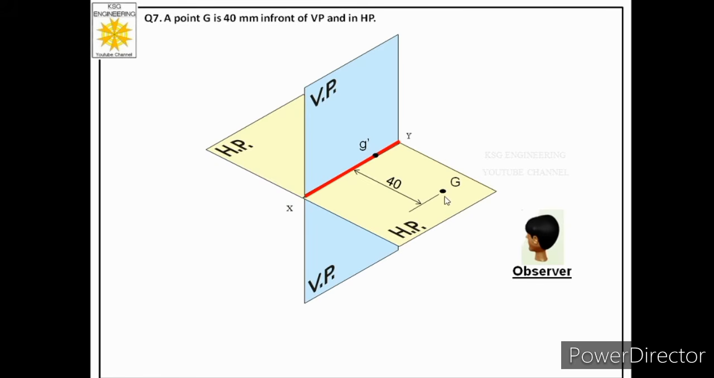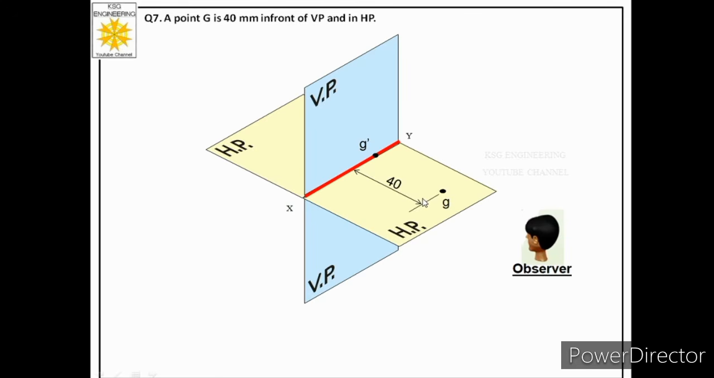Now, in order to obtain its top view, we have to change the position of the observer, and observer will look at the point from top. So again, ray of sight from the eyes of observer will strike the point, and the point itself becomes its top view, and we label that as small letter g. So we have obtained the two views of the point.